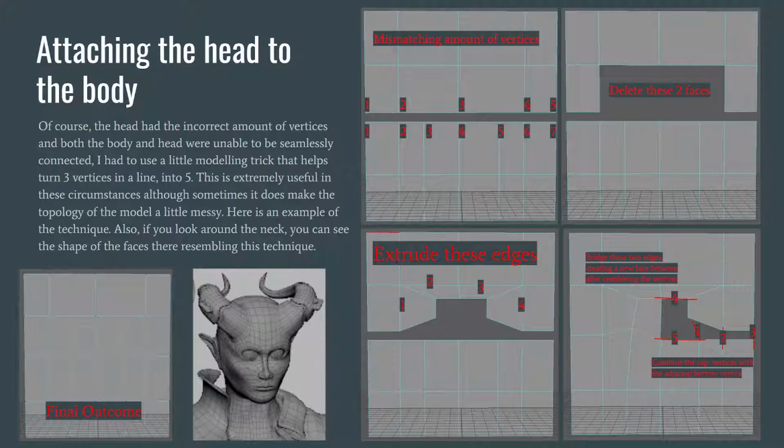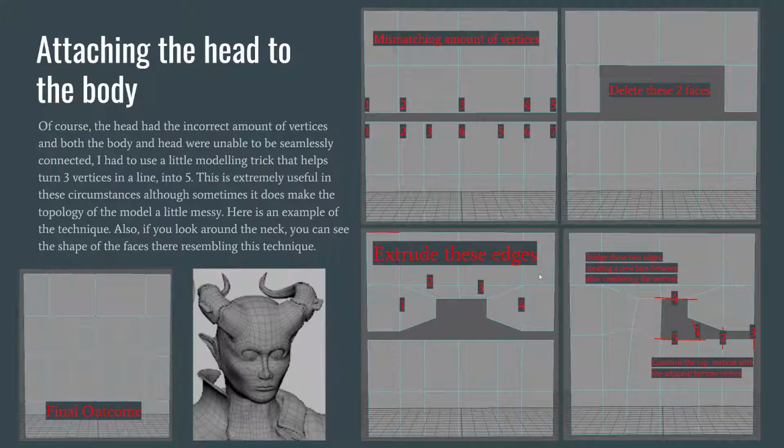Although there was still a huge difference in the amount of vertices around the neck of both the head and the body. But Chase Profaka in the teams really helped me with a video, which taught me this cool trick, which was how to turn 3 vertices into 4.